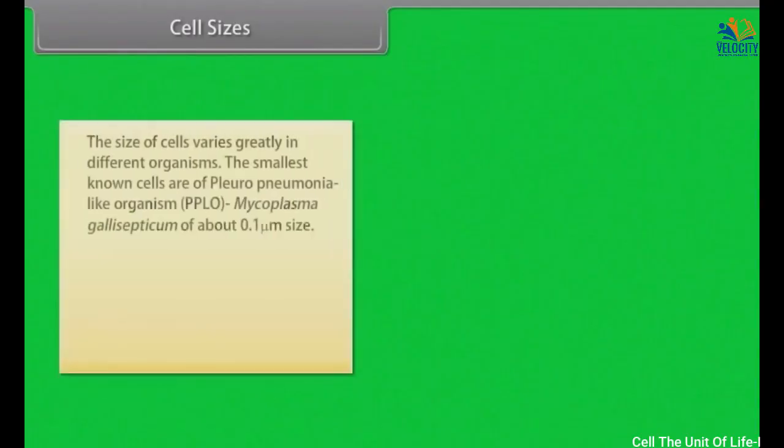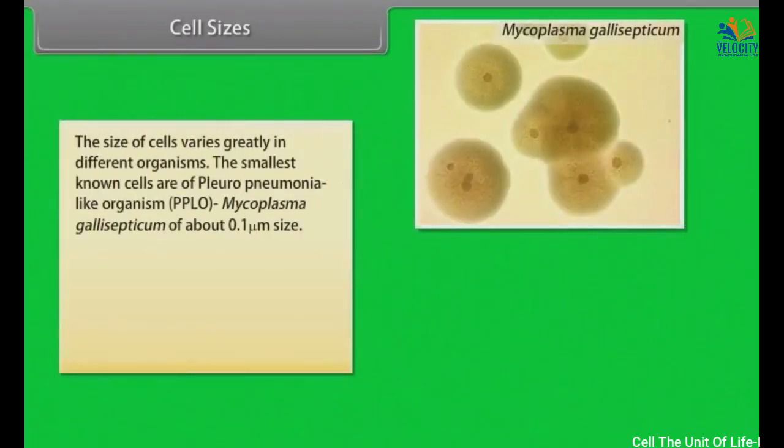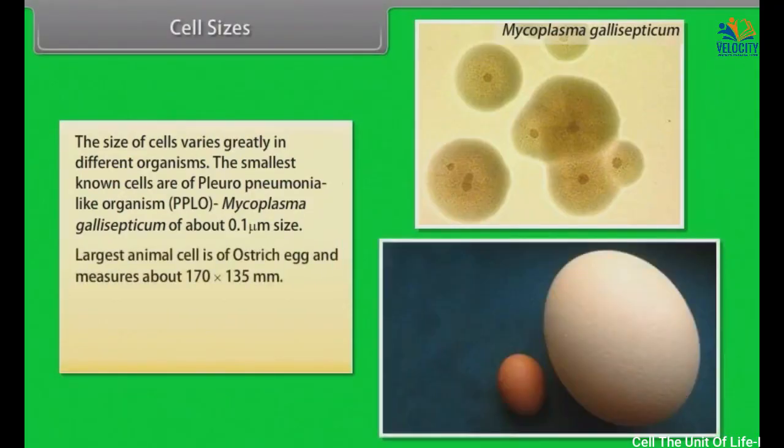Cell sizes. The size of cells varies greatly in different organisms. The smallest known cells are of pleuropneumonia-like organism, that is PPLO, Mycoplasma gallisepticum, of about 0.1 micrometer size. Largest animal cell is of ostrich egg and measures about 170 by 135 millimeter.